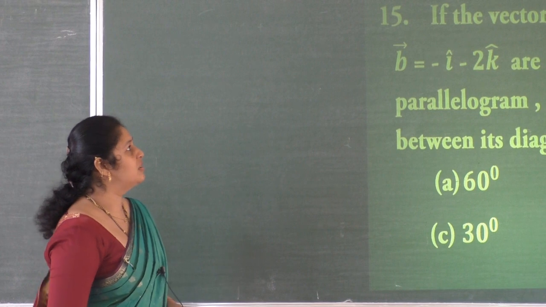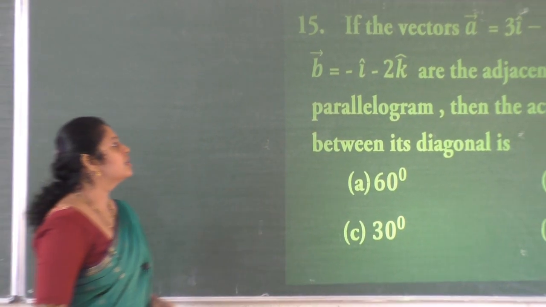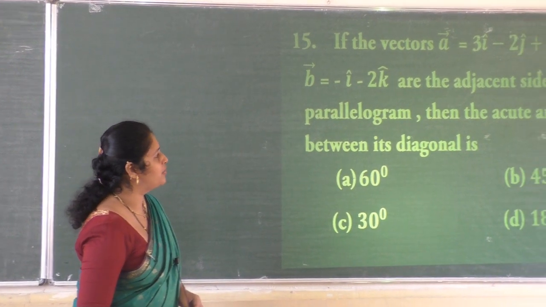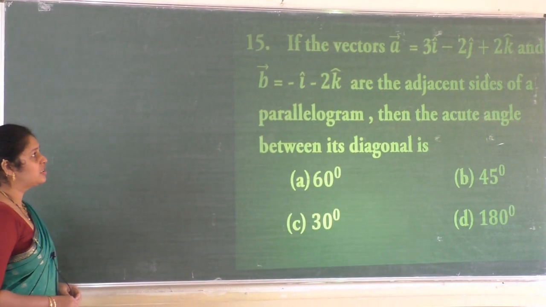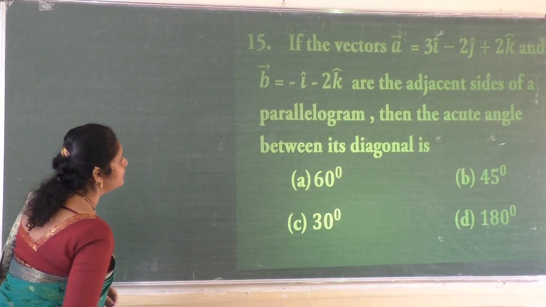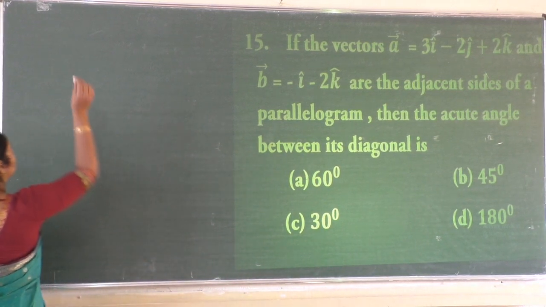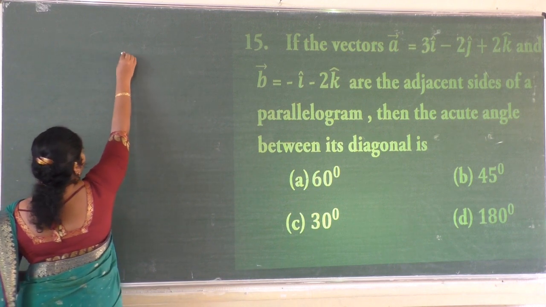Okay, question number 15. If vector A and vector B are given, and those two vectors are adjacent sides of a parallelogram, then find the acute angle between the diagonals. Okay, vector A, vector B given, then acute angle between diagonals. Okay, let us take diagonals of a parallelogram.